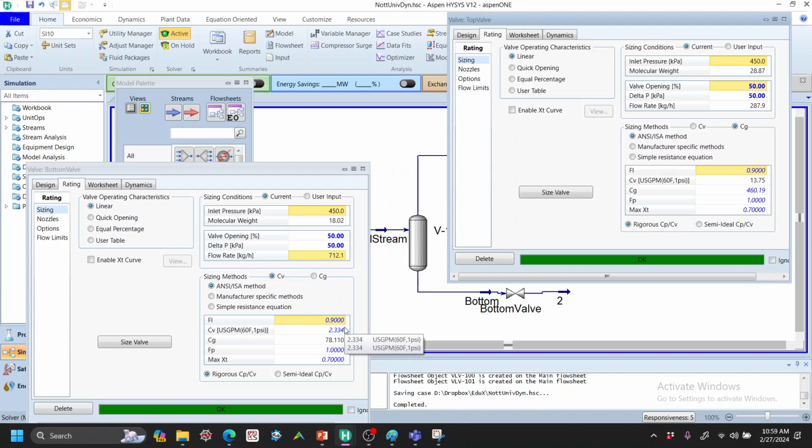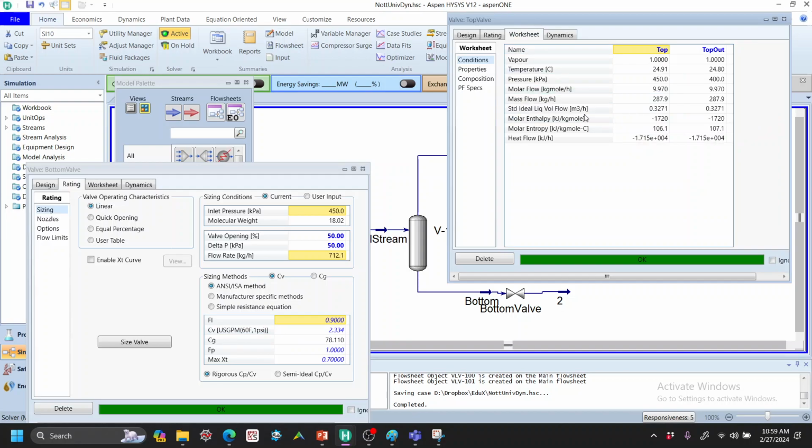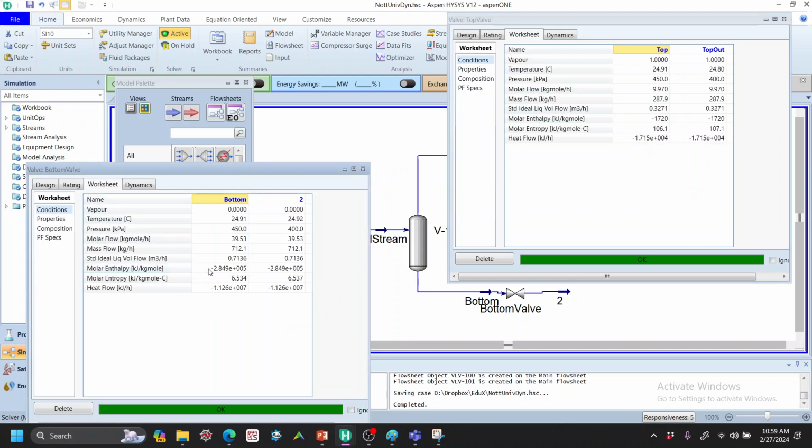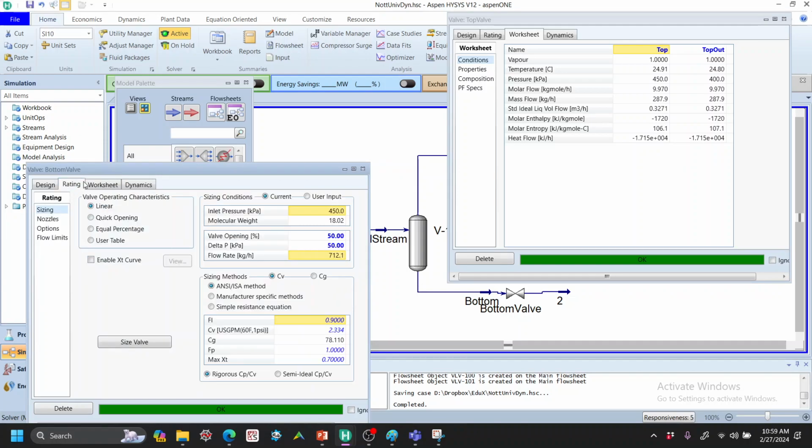Right. So it has something to do with the pressure drop that we allow, which is 50 and 50. It has something to do with the flow rate, which in this case is the volumetric flow rate, and the CV itself, the unit is US gallon per minute, so it's the volumetric flow rate. And then we know that the volumetric flow rate of liquid is also a lot bigger than the volumetric flow rate of the vapor, right? So you can see 0.3 and then 0.7.